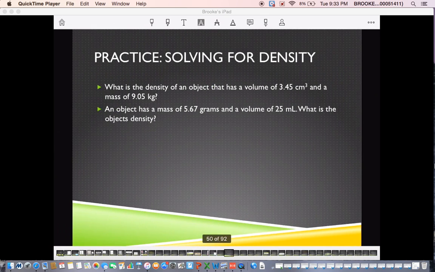Alright, so our next slide, these are just 2 practice problems to help you practice solving for density, and we will do some more practice in class. Go ahead and pause the video, do both of these practice problems, and we'll go over the answers in class.